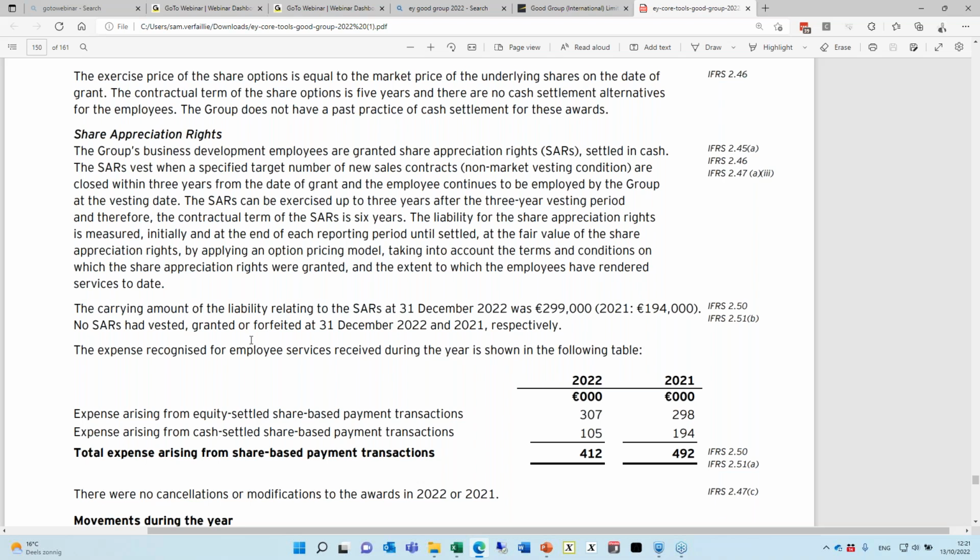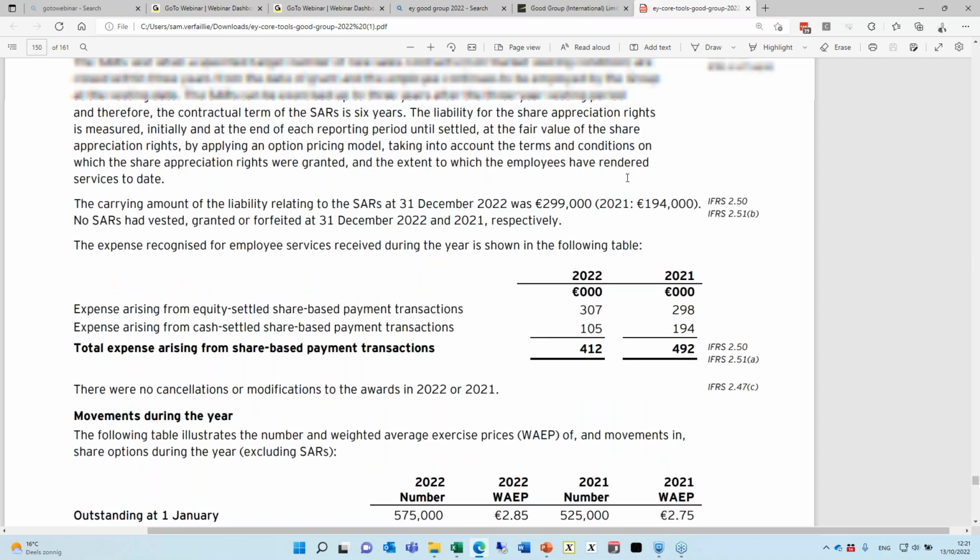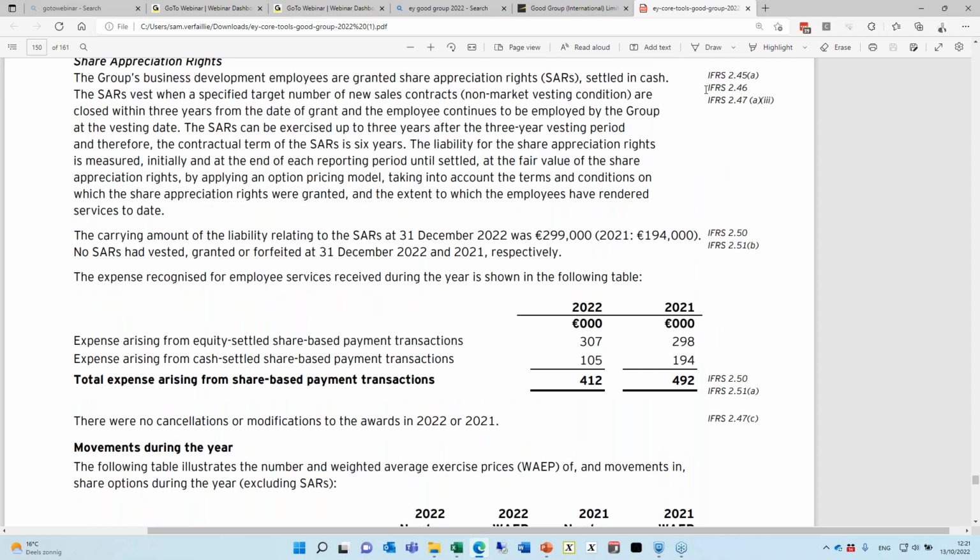You need to explain what is the expense we have recognized over the two periods here, 22-21, expense for equity settled and cash settled transactions. I think the good thing about the EY group, but I think it's also with the other big four, is that they make reference to where can I find the disclosure requirement, and that's where you see it.